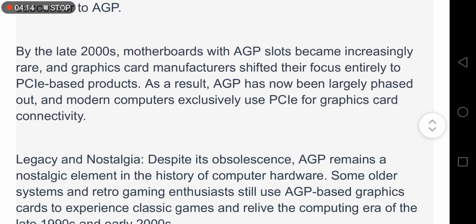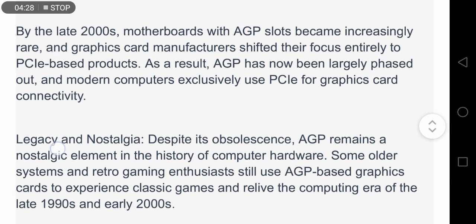By the late 2000s, motherboards with AGP slots became increasingly rare, and graphics card manufacturers shifted their focus entirely to PCI-based products. As a result, AGP has now been largely phased out, and modern computers exclusively use PCI Express for graphics card connectivity.